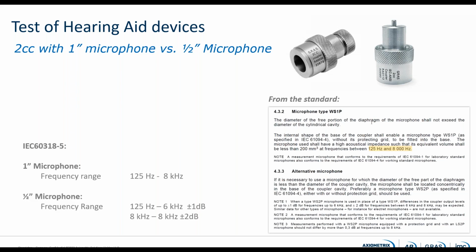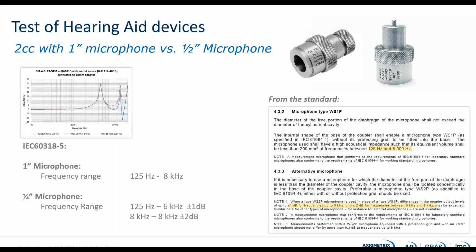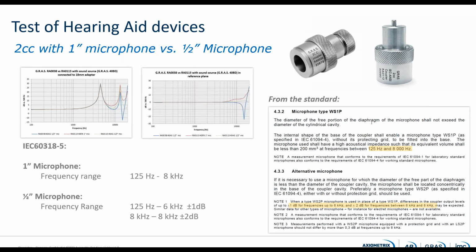125 to 8 kilohertz. If we have a 1/2-inch microphone, then the standard is a little bit different. It's not much. We still have a frequency range from 125 hertz to 8 kilohertz, but in the range between 6 kilohertz and 8 kilohertz, we have a higher tolerance. So that's a little bit different at the top. And if you look at this graph here, we can see the difference in the high frequencies.